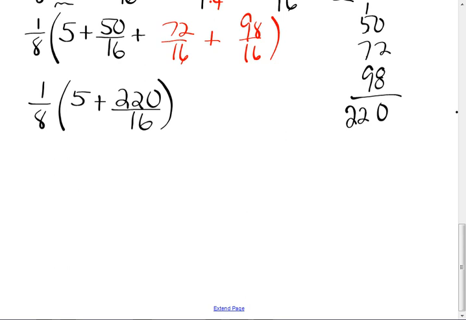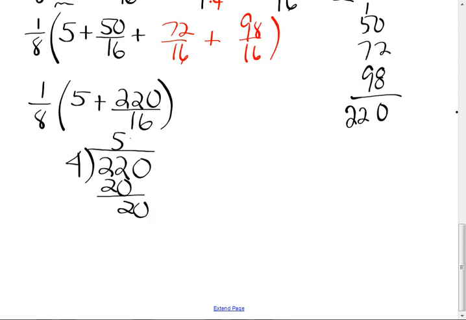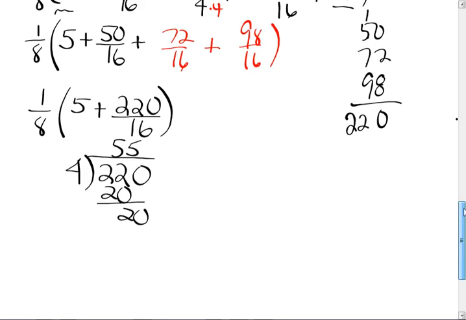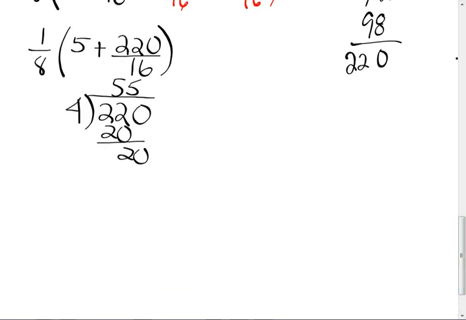Does 4 divide in evenly? If I go 4 into 220, do you remember this? Oh, division. Okay. That's okay. We're going to use the calculator in a moment anyway. So it's 5 plus 55/4. Do you want to change the 5 to 4?